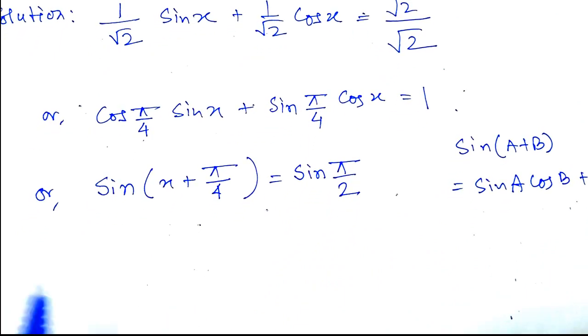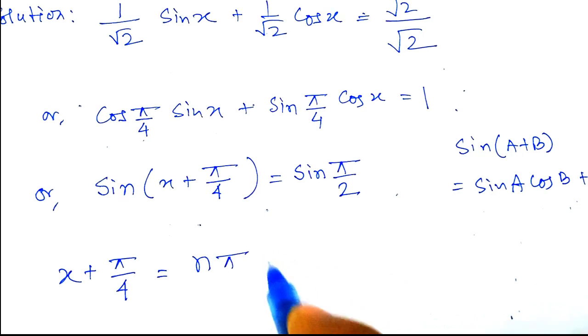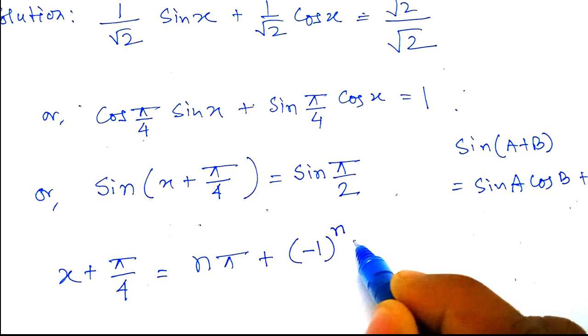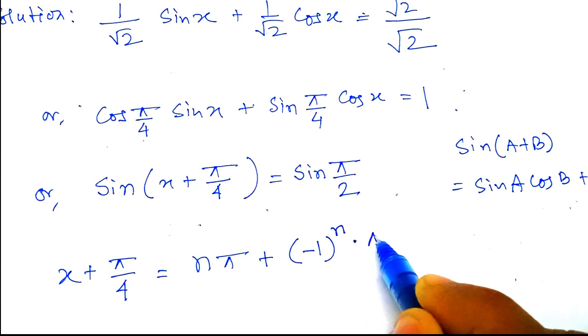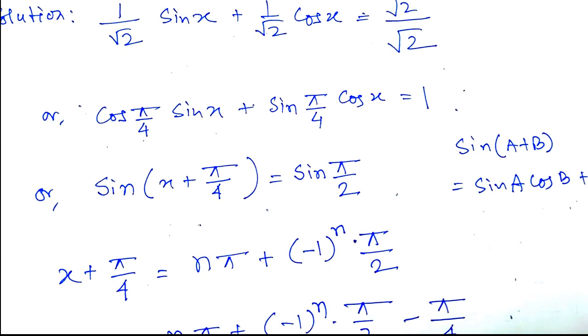So the general solution for this equation will be x plus pi by 4 is equal to n pi plus minus 1 to the power n into pi by 2. So the value of x will be n pi plus minus 1 to the power n into pi by 2 minus pi by 4, where n is an integer.